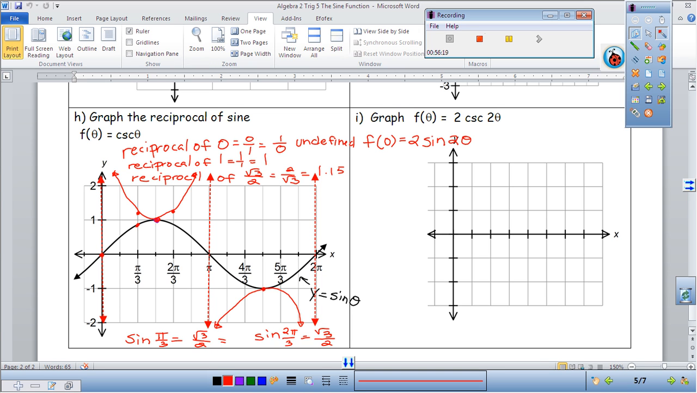If you don't know, plug it in. See what it looks like. So pi over 4 in here.